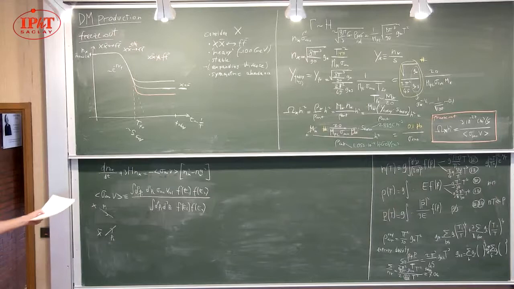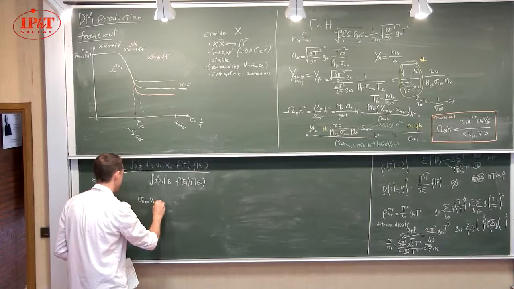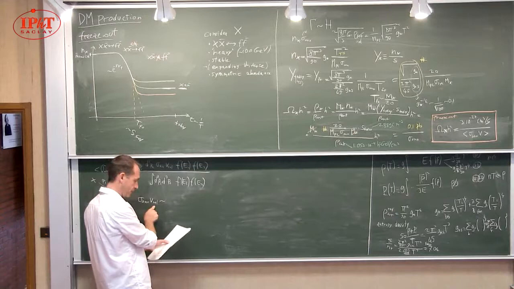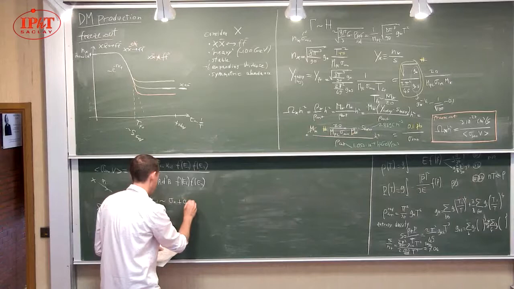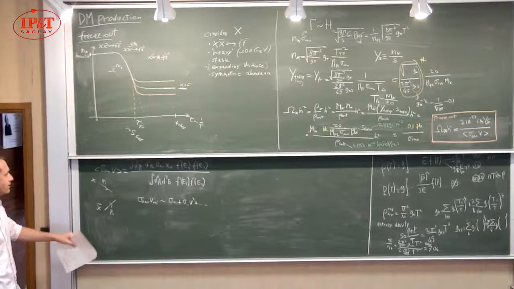However, in practical cases, I can always expand sigma v into powers of the velocity, since we are talking about small velocities, the dark matter particles are non-relativistic. Here you see that the first term does not depend on the velocity, while the second one does.